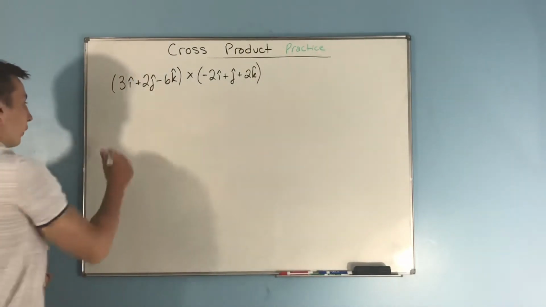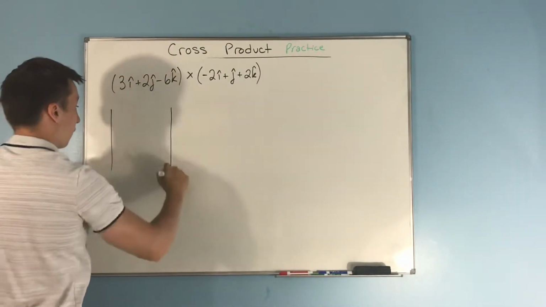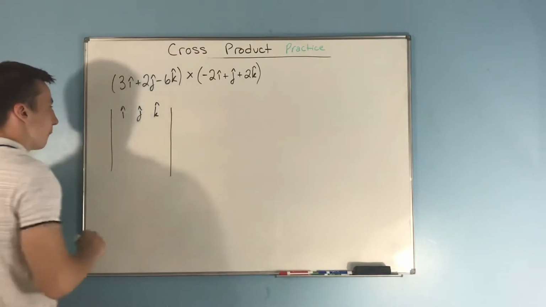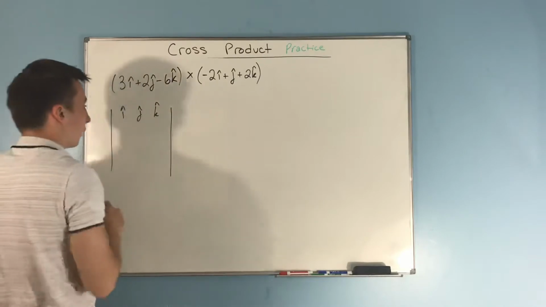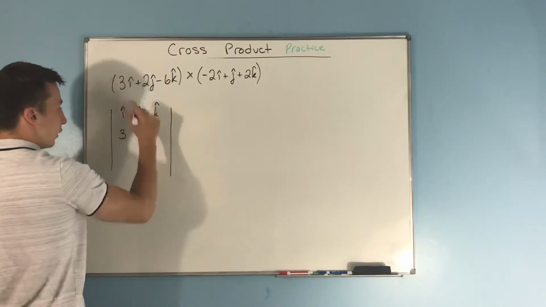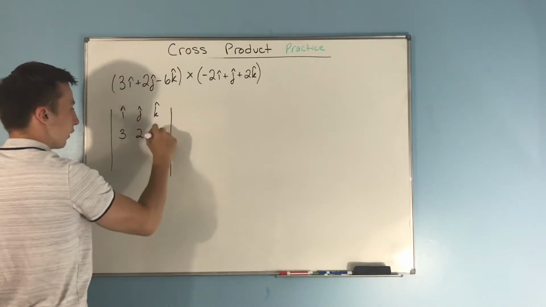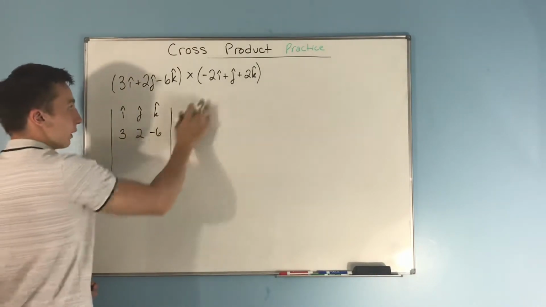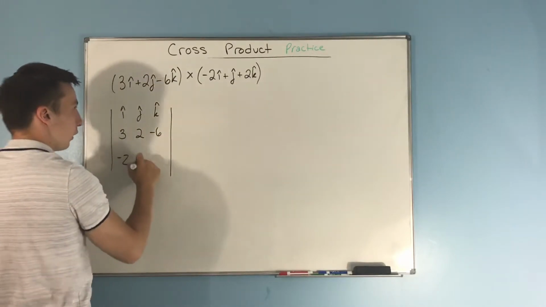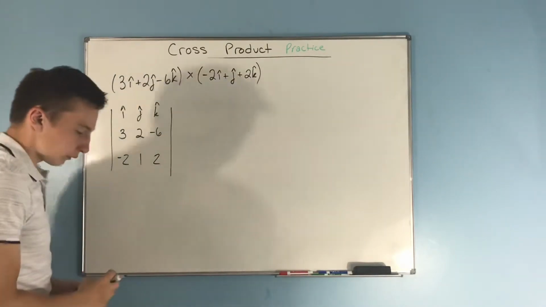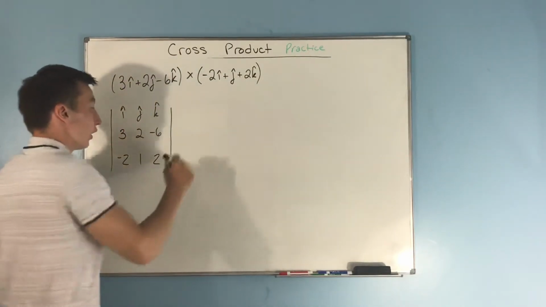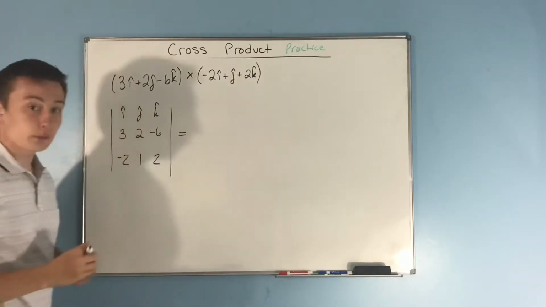Okay, so we have to set up that 3 by 3 matrix again. i hat, j hat, k hat goes on the top. Your first vector will go in the second line, which is 3, 2, negative 6. Your second vector goes in the third line, so you have negative 2, 1, and 2. Now we have to find the determinant of this 3 by 3 matrix.